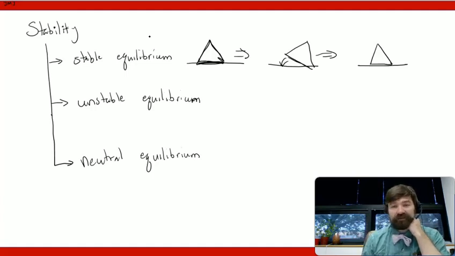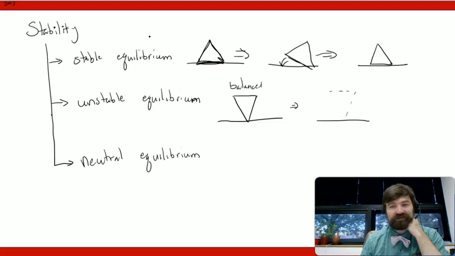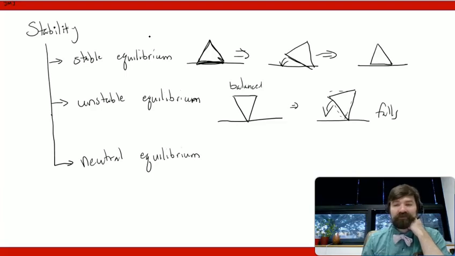Now, an unstable equilibrium for that same triangle would be more like balancing it about one tip. So it could be balanced like this, but with any slight breeze, if it's perturbed a little bit from this balanced location, maybe we bend it ever so slightly this way, then it's going to tend to fall. Neutral equilibrium, I can't really do with this triangle. I'd have to actually change the geometry of my system.